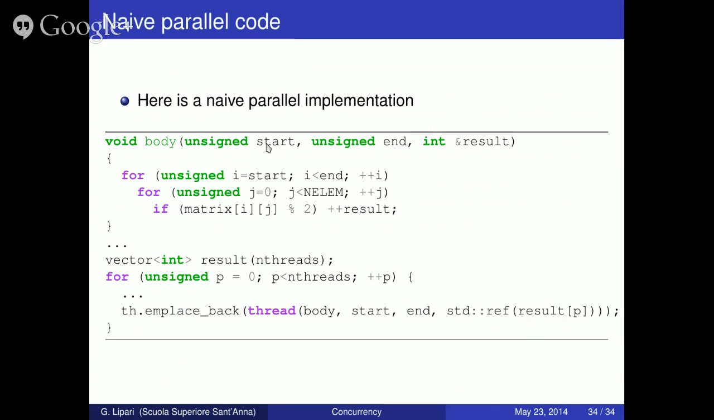So the body goes from start to end and puts the results into result, which is one element of this vector. And so the idea is very simple. Two for cycles, and if the division by 2 of the matrix element is different from 0, then we increment result. That means we increment the position P in the vector. Okay? Okay, let's look at the code.